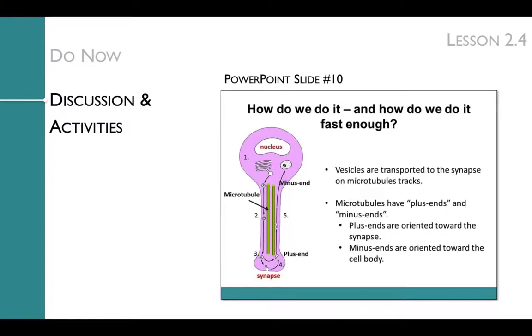Axonal transport relies on microtubule tracks, which are likely a new cellular component for your students, so you use this slide to further introduce them to your students, including how they're oriented within our neurons, with plus ends being toward the synapse and minus ends being toward the cell bodies.